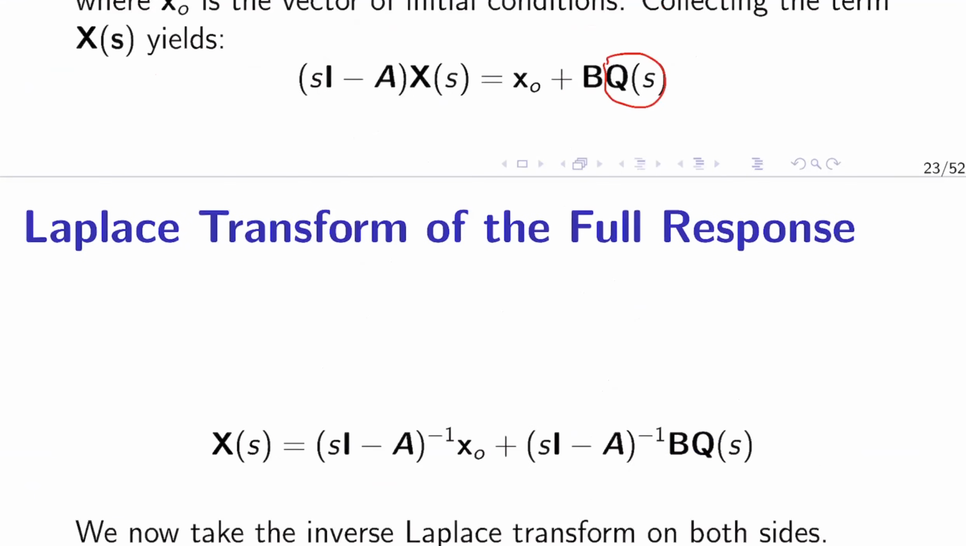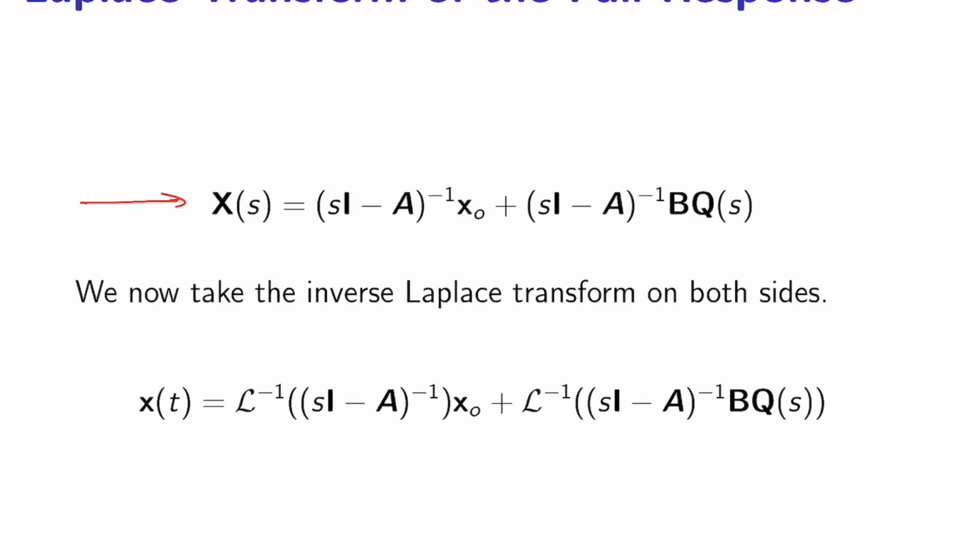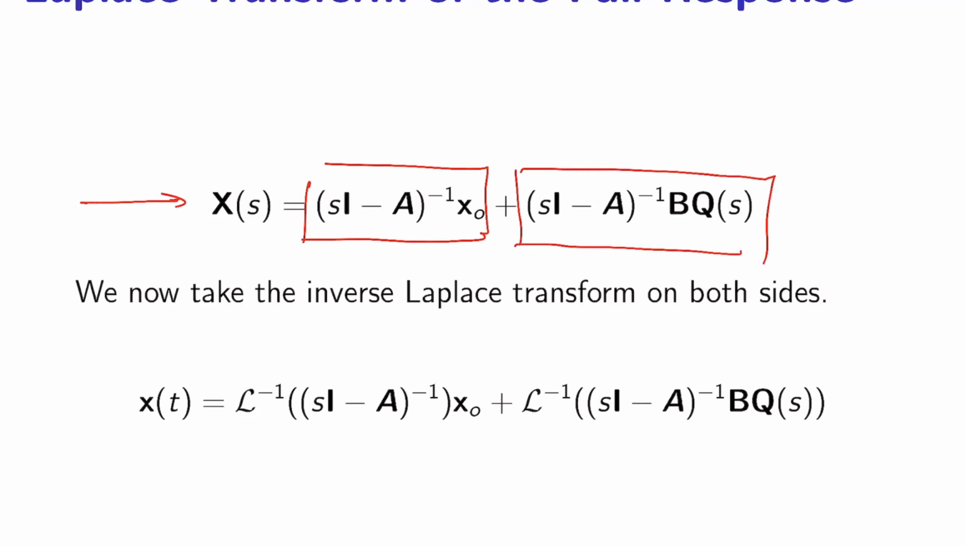And I now just solve for x of S, and I get this. Okay, so this, of course, you've seen before. This is the resolvent times x of 0. But now I have this new piece, which is the non-homogeneous piece, where again you see a resolvent times b times whatever q is, right? I've not specified the nature of the input here. I just called it q of t, but in the Laplace transform domain, it turns into q of s.